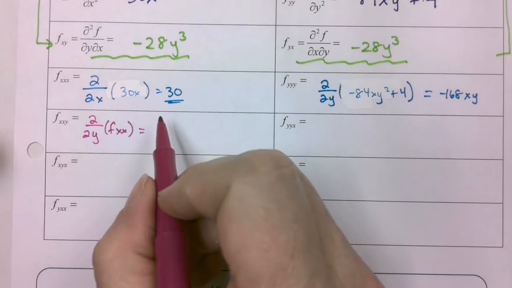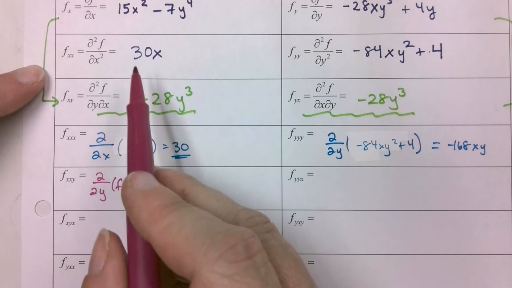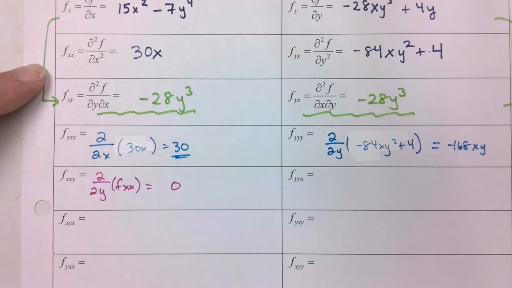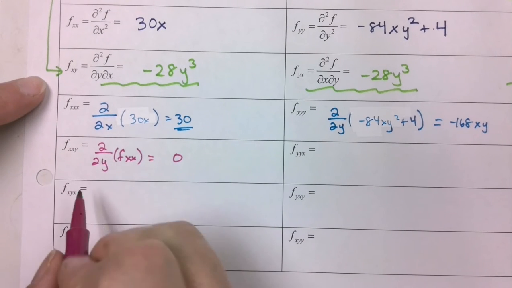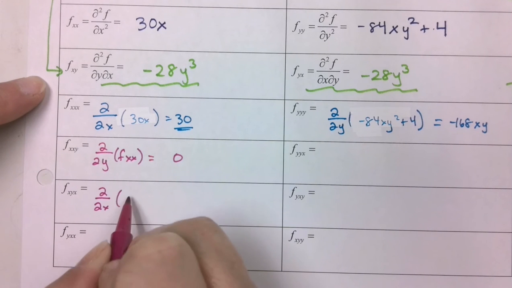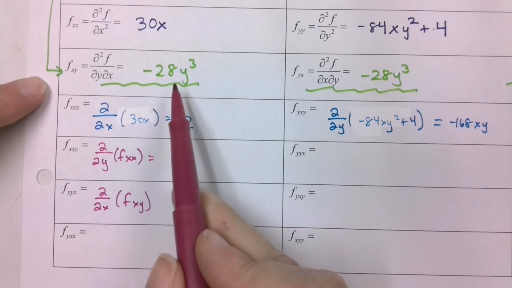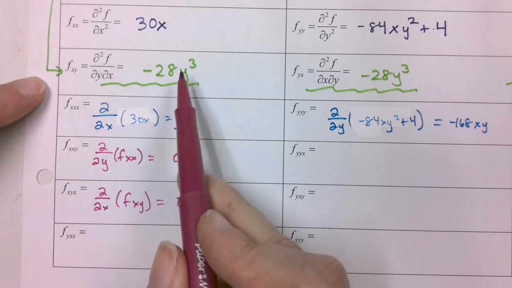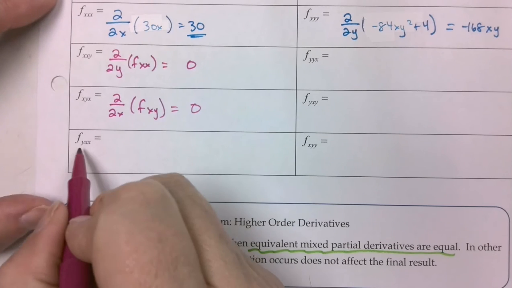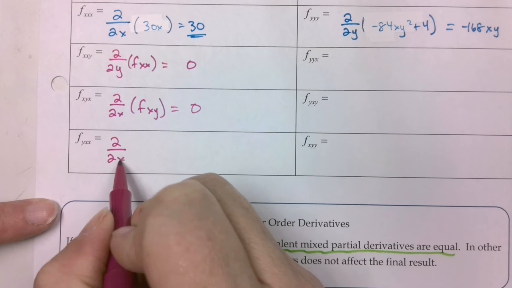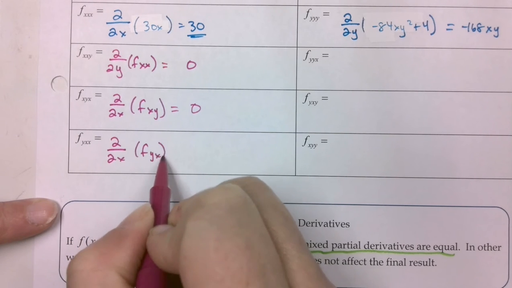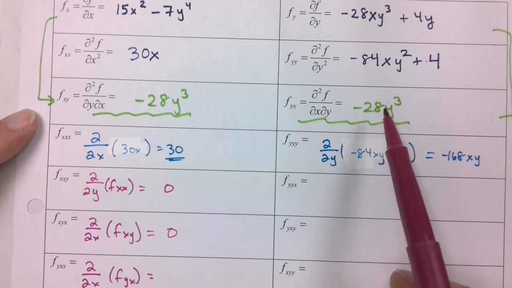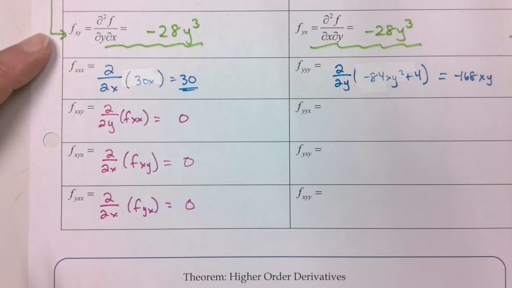which is the partial derivative of this part right here, which is 30x. So that would be 0, right? Because there's no y in that. And then fxy, that's the partial derivative with respect to x of fxy. So that'd be the negative 28y cubed. And the derivative of that with respect to x is 0 because there's no x in that. Or fyx, that's the derivative with respect to x of fyx. Okay, so fyx is over here, negative 28y cubed, and the derivative of that with respect to x is 0. So they're all the same.